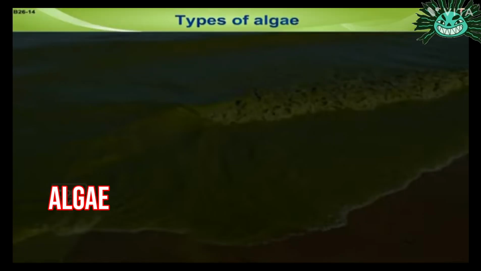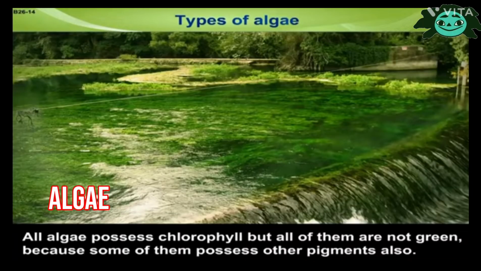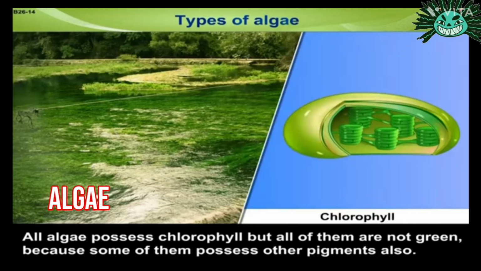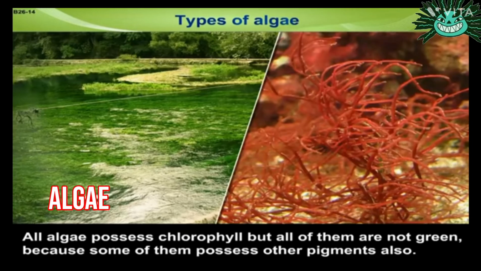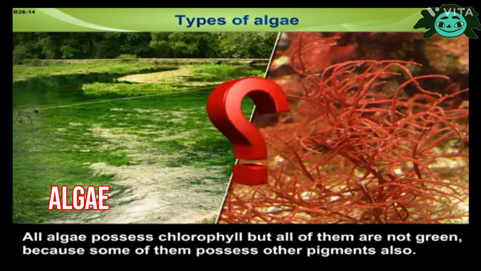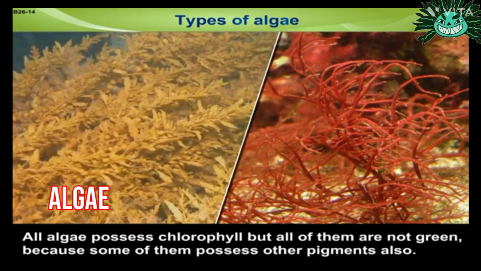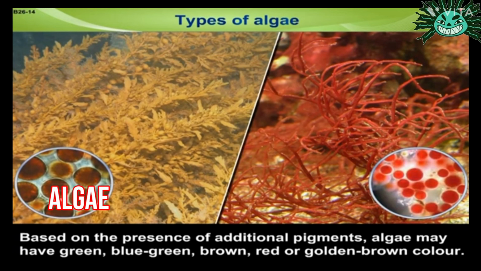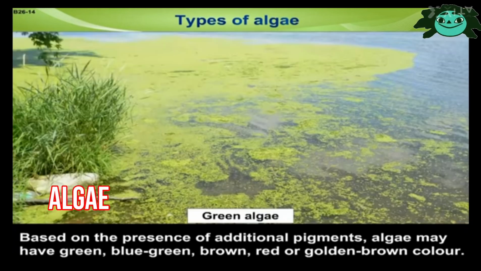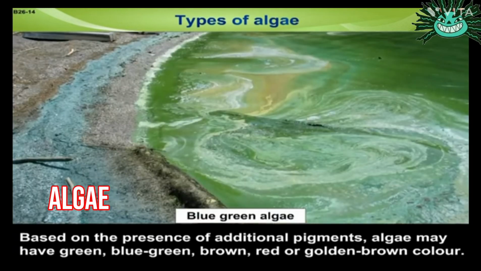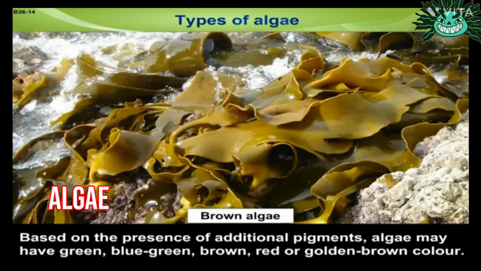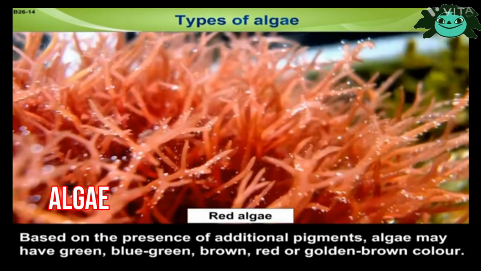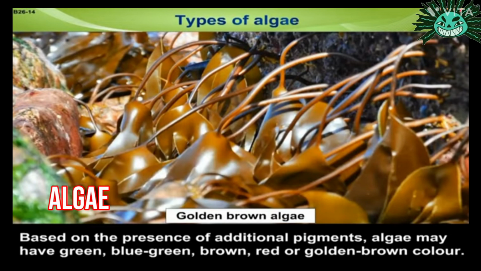Types of algae. All algae possess chlorophyll, but all of them are not green. Why is that? Well, because some of them possess other pigments also. Based on the presence of additional pigments, algae may have green, blue-green, brown, red, or golden brown color.